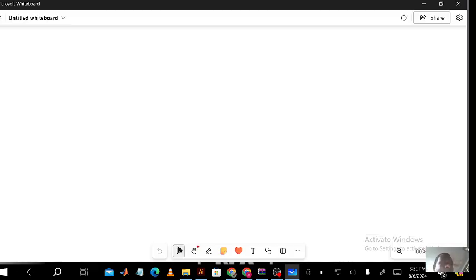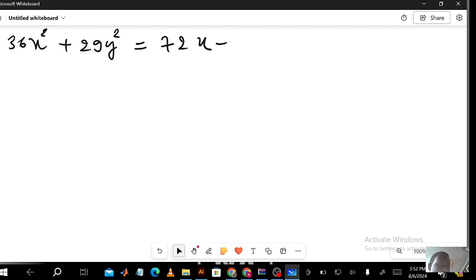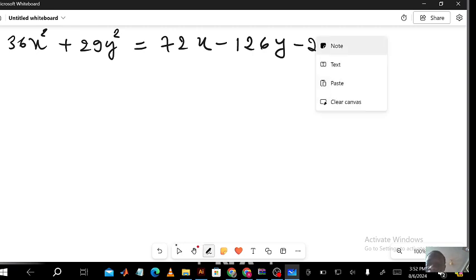What was the equation? Our equation was 36x² plus 29y² is going to be equal, according to the formula, to 72x minus 126y minus 24xy minus 81, which is equal to 0.